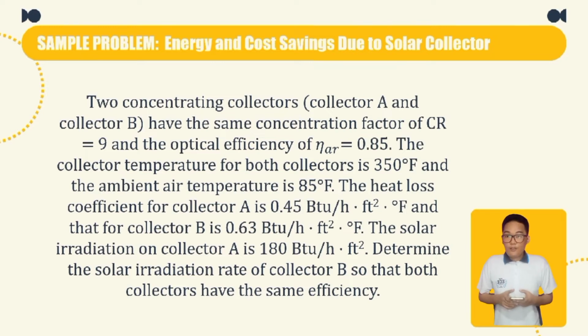The heat loss coefficient for collector A is 0.45 BTU per hour times feet squared times degree Fahrenheit, and that for collector B is 0.63 BTU per hour times feet squared times degree Fahrenheit. The solar irradiation on collector A is 180 BTU per hour times feet squared. Determine the solar irradiation rate of collector B so that both collectors have the same efficiency.